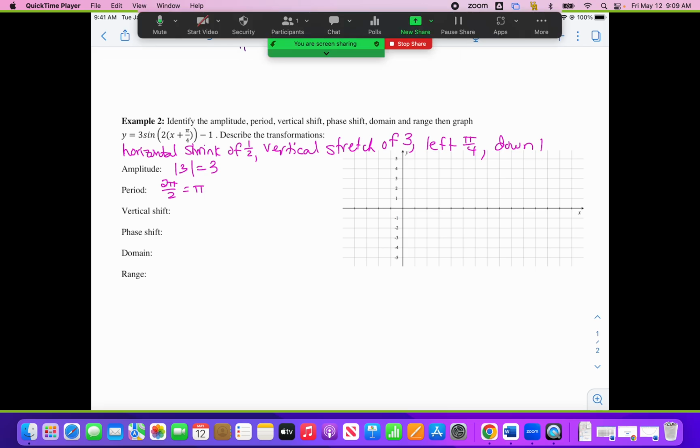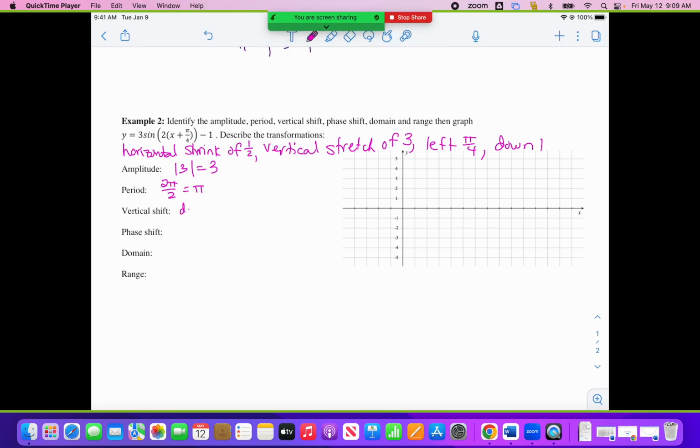All right, Drew, what was the vertical shift? Down 1. And Cal, what was the phase shift? Left pi over 4. And Mackenzie, what's the domain? All right, we'll come back to the range, okay?